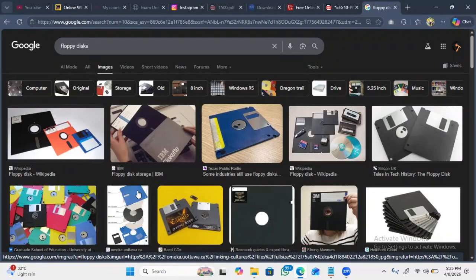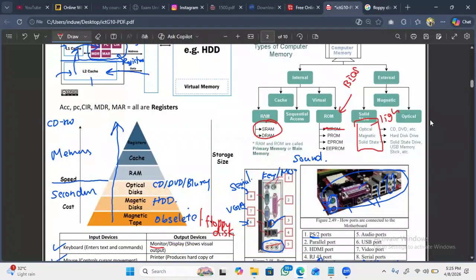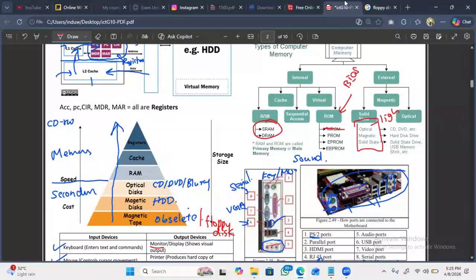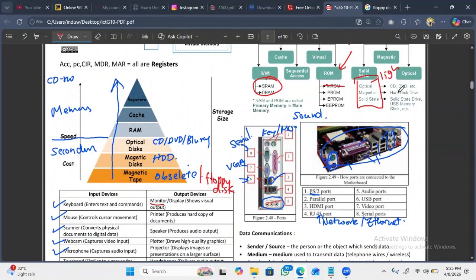Even in modern days, we can't see a floppy disk reader in a CPU anymore. These things are obsolete now. We're not using them. Still, you can see the magnetic interface here. See, the magnet is there, so that's magnetic. Hard disk also has magnetic. And then solid state, which is very reliable and used in modern days.